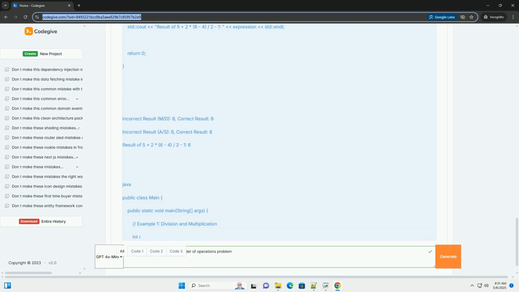2. Break down complex expressions. Large, complex expressions can be difficult to read and debug. Break them down into smaller, more manageable parts. Assign intermediate results to variables to improve readability and simplify the evaluation process. 3. Test thoroughly. Always test your code with a variety of inputs, including edge cases and potentially problematic values. This helps identify unexpected behavior caused by order of operations errors.